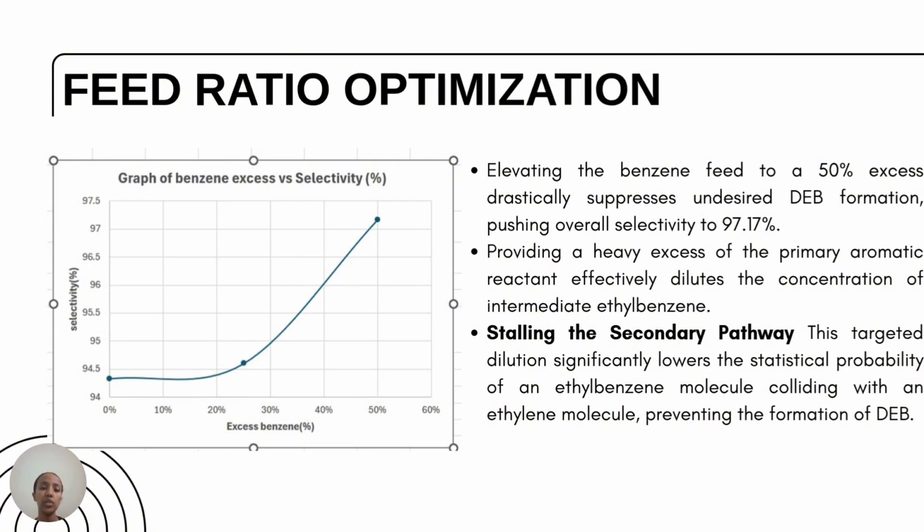When we add more benzene, it dilutes the ethylbenzene that's already been formed. So it becomes less likely for ethylbenzene to react again with ethylene. And that's really important because that second reaction is what forms the DEB, which we don't want. So by adding extra benzene, we can reduce the unwanted side reaction which forms the DEB.